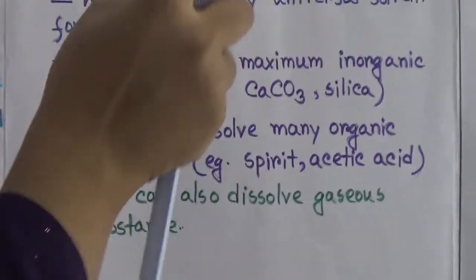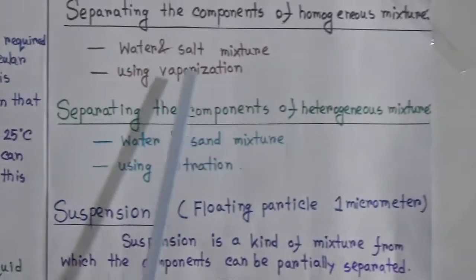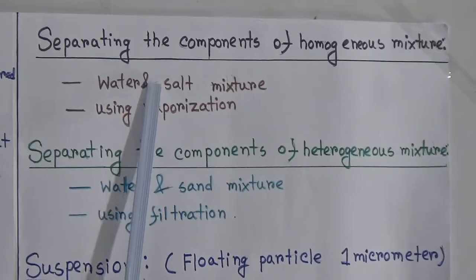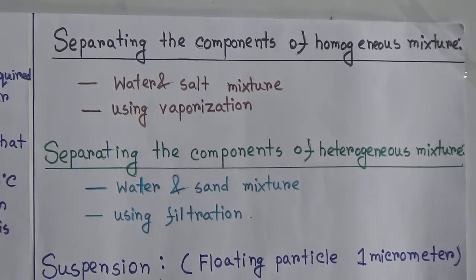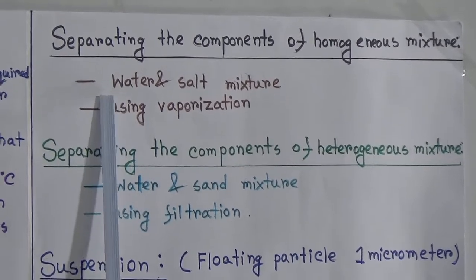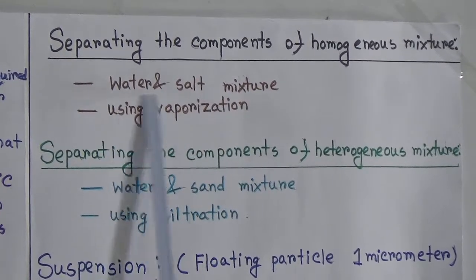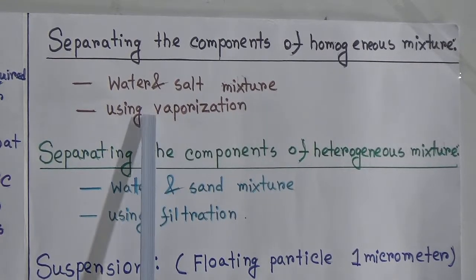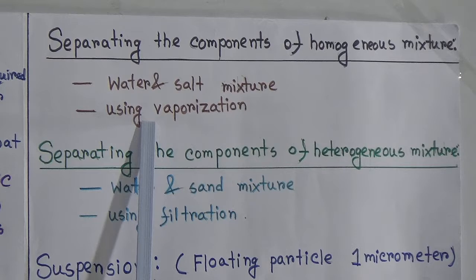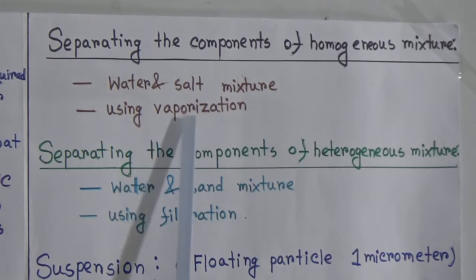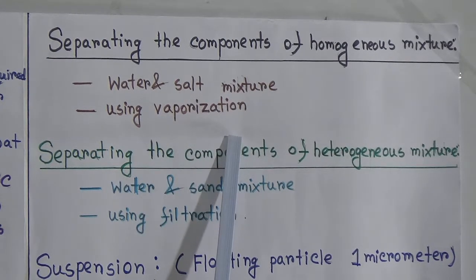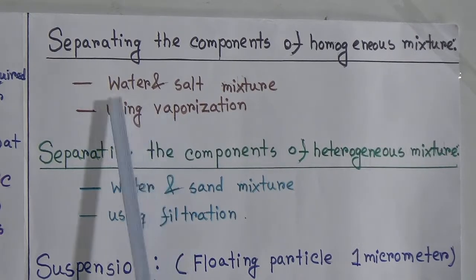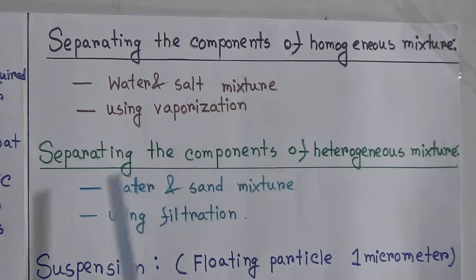Now come to how we can separate components from a homogeneous mixture and a heterogeneous mixture. Water and salt is a kind of homogeneous mixture, and if we use vaporization, then the water will evaporate and the salt will remain in the beaker. By this process, that means by vaporization, we can separate components from a homogeneous mixture.